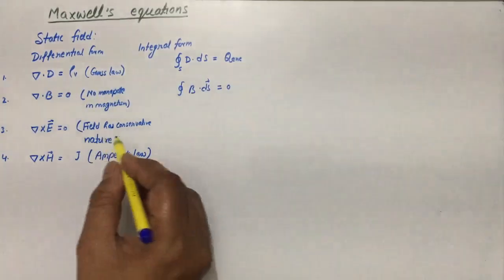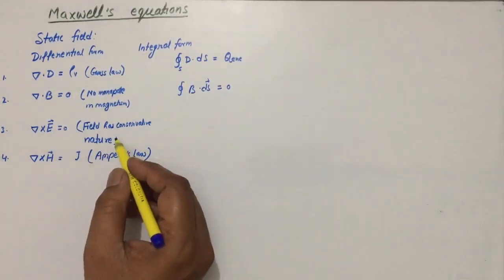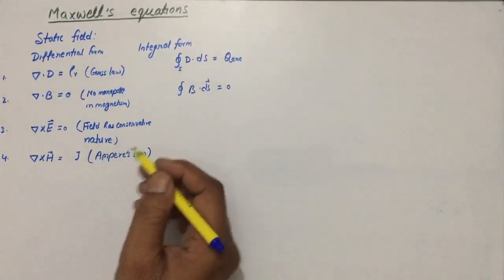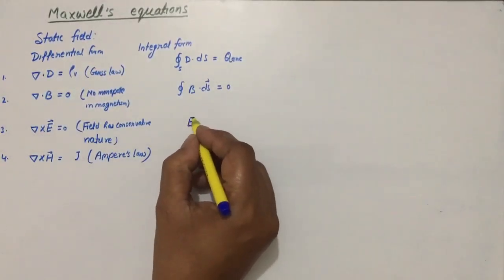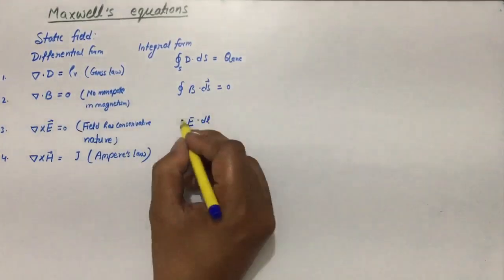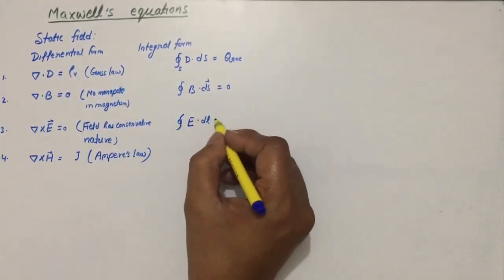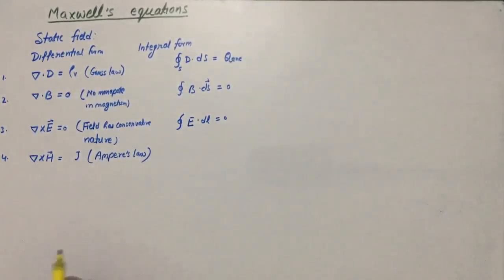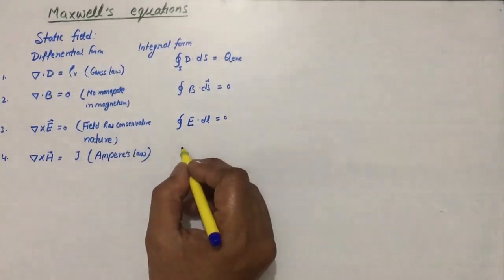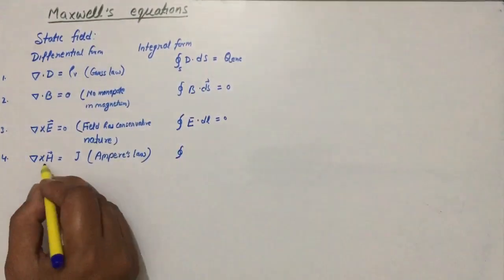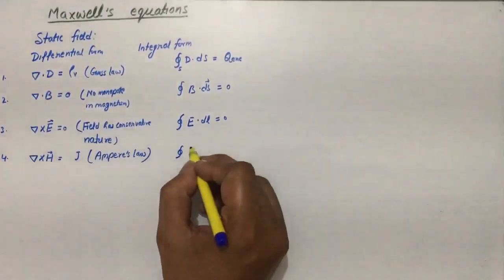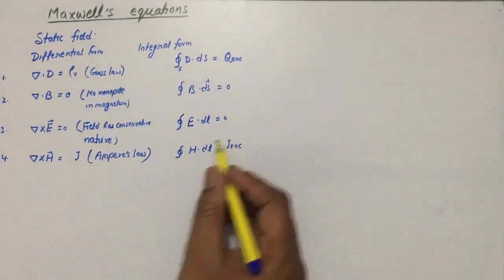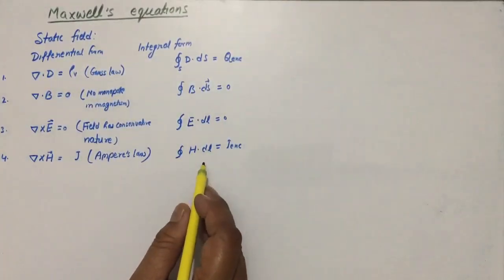And the third law, showing the conservative nature of electric field, in integral form is E dot dl is equal to 0 for a closed loop. And similarly, the fourth law we can write H dot dl is equal to the current enclosed. That is related to Ampere's law, the integral form of Ampere's law.